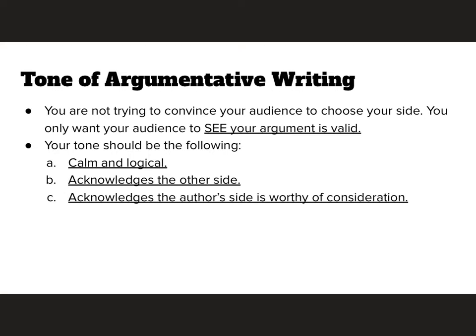Thinking about tone, remember, you are not trying to win the debate or the conversation. You're not trying to convince your audience to choose your side. You only want them to see that your argument is valid. To do this, you want to be calm and logical in your tone. You want to acknowledge the other side. You want to acknowledge that the other side is worthy of consideration. If you're having an argument with your sibling, you might say, hey, no, your opinion is dumb. But if you do that in an essay, you don't seem valid because you're just attacking them. So you want to be calm and you want to present your facts logically.